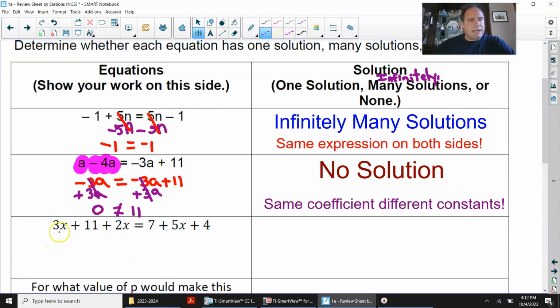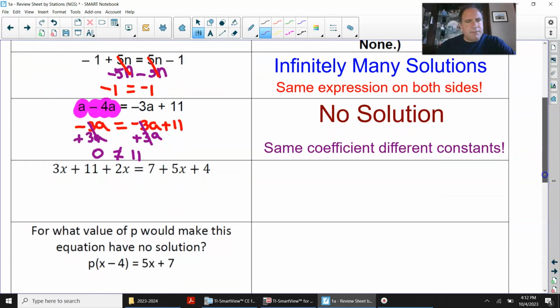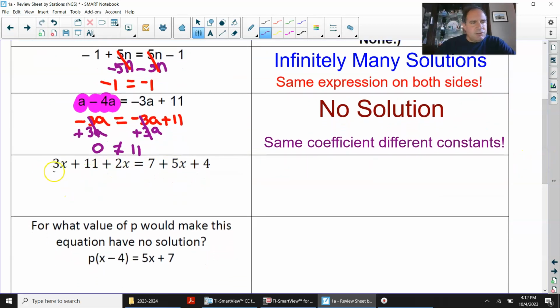So let's go ahead and combine like terms on the left side right here before we do anything. So we have 3x plus 11 plus 2x. 3x plus 2x is 5x. So we have 5x plus 11. And now we have, see this 5x here? I'm just going to put that equal sign down, and I'm just going to put the 5x first. 7 plus 4 is 11. Same on both sides, infinitely many solutions.